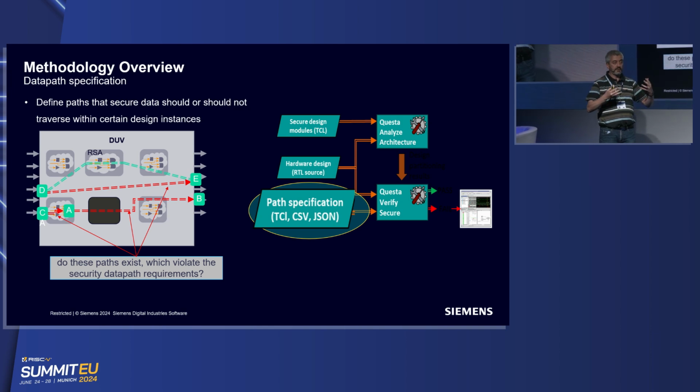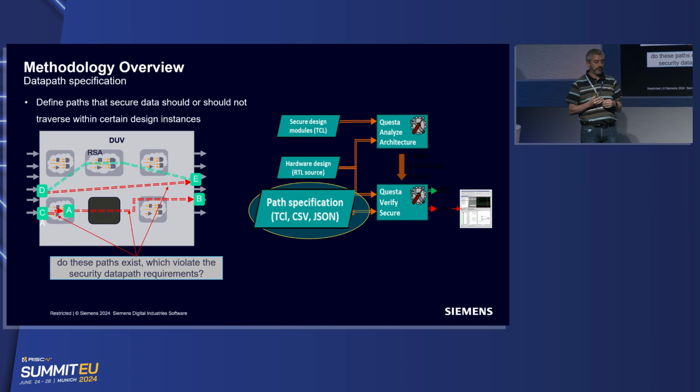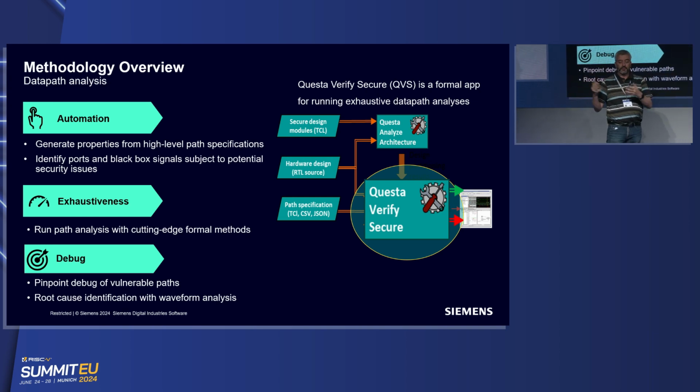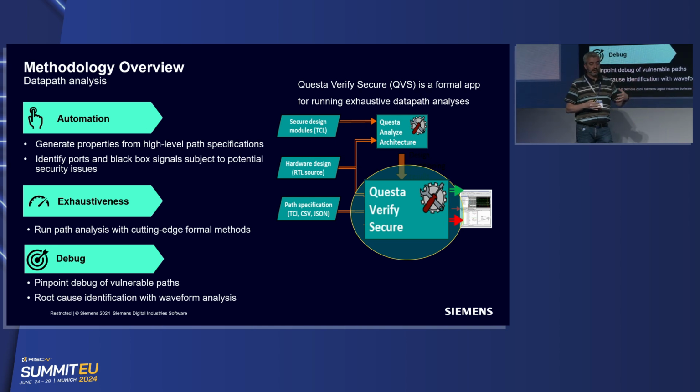So that would be the typical things you then input, based on your understanding of the architecture and your expectations for the particular design that you're examining. And then you would fire up the Verify Secure app, which is similar to other things that you may have seen in the EDA world for data path verification. So for all the paths that you've specified, formal assertions will be generated.